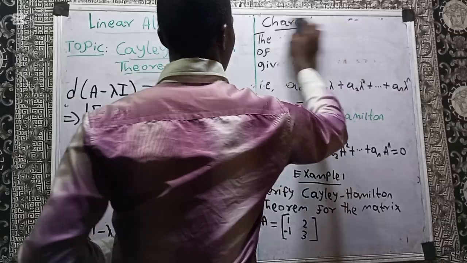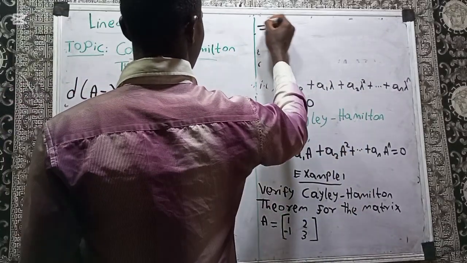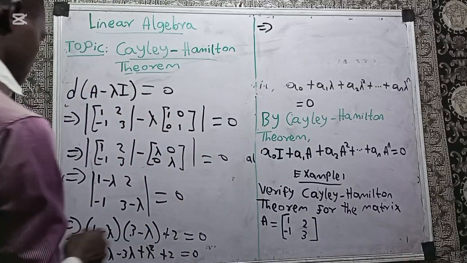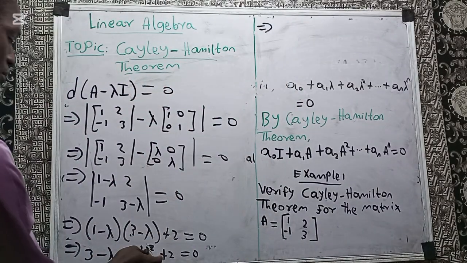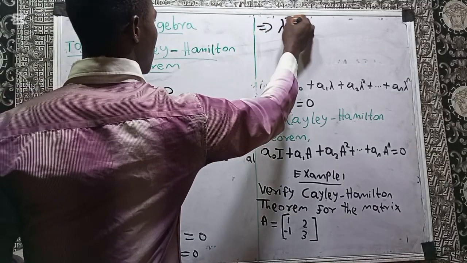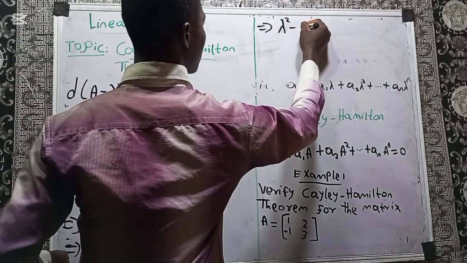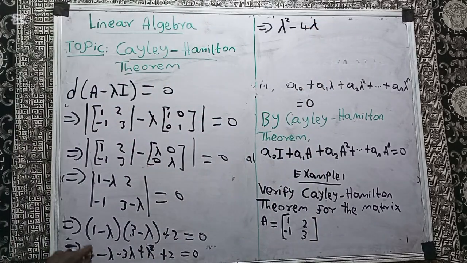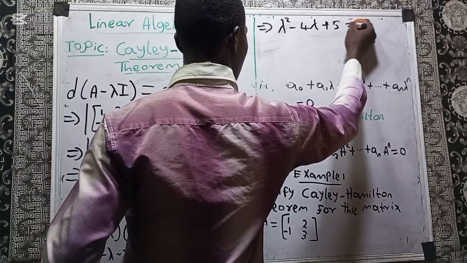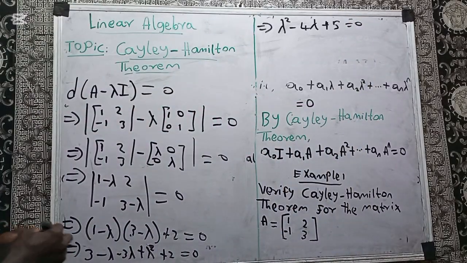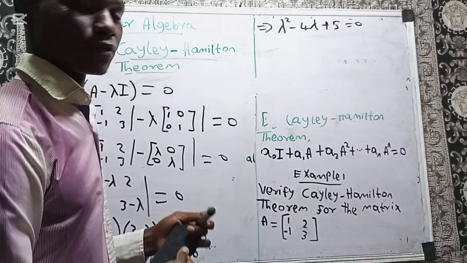Quickly, this simply implies we have lambda. Let's write lambda squared first. Lambda squared, negative lambda, negative 3 lambda will give you negative 4 lambda. Then 3 plus 2 we have positive 5, which equals 0. So this is the characteristic equation, right?